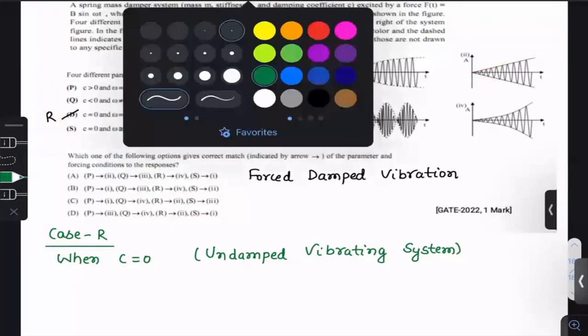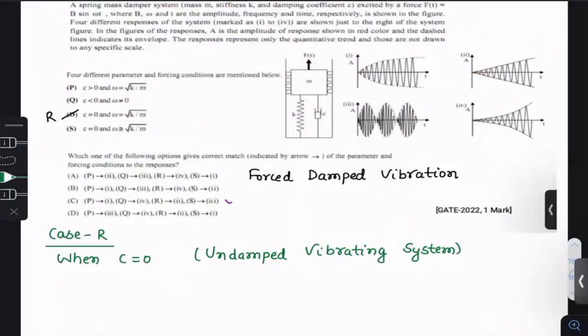Therefore the correct answer for this problem will lie between C and D, right? So from C and D it is the right answer.